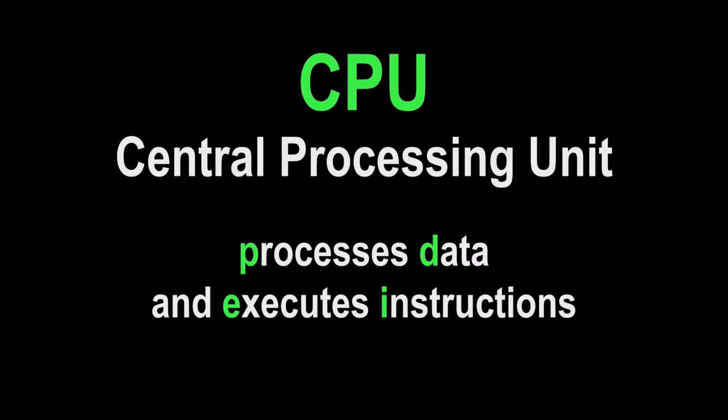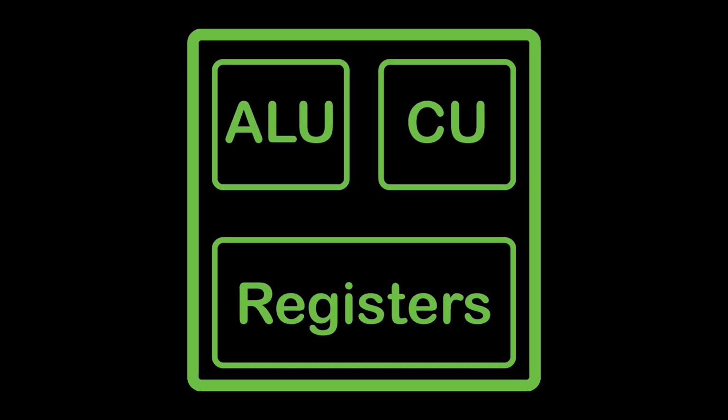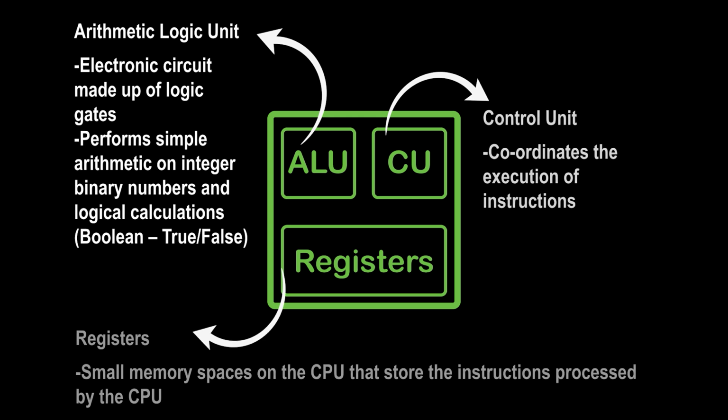The CPU is the central processing unit. It processes data and executes instructions. The CPU consists of the ALU, CU, and registers. The ALU, Arithmetic Logic Unit, is an electronic circuit made up of logic gates and performs simple arithmetic on integer binary numbers and logical calculations.